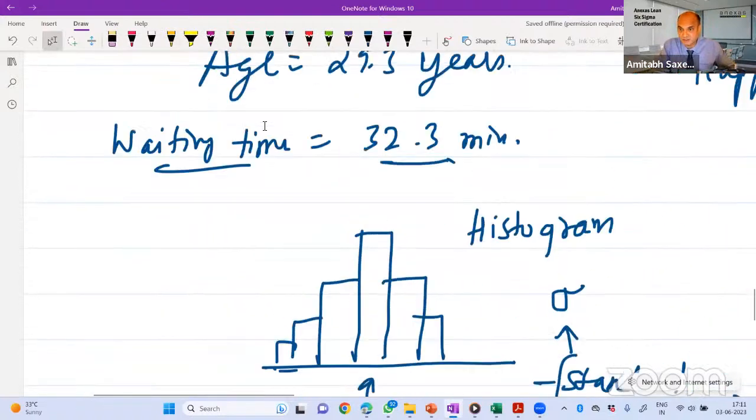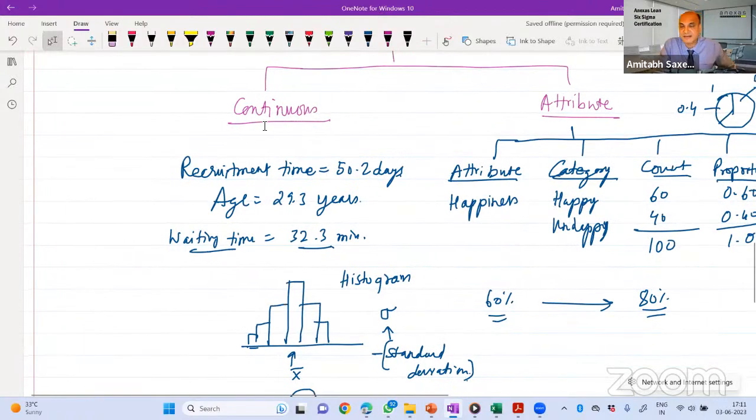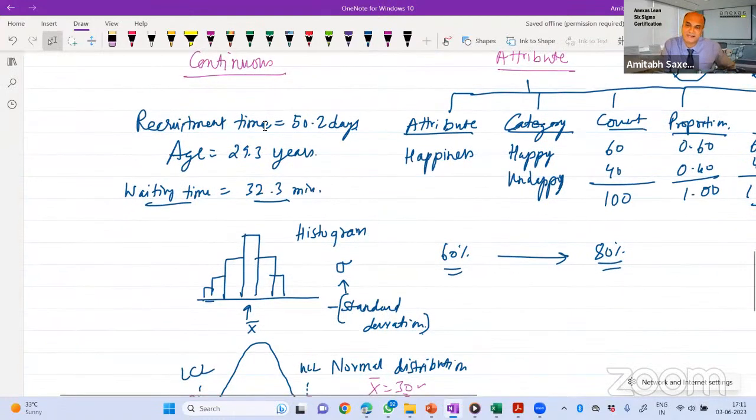I will expand on this. I'll take one more example. Again, I'll take a similar example, keeping the numbers as 30 and standard deviation as 5.